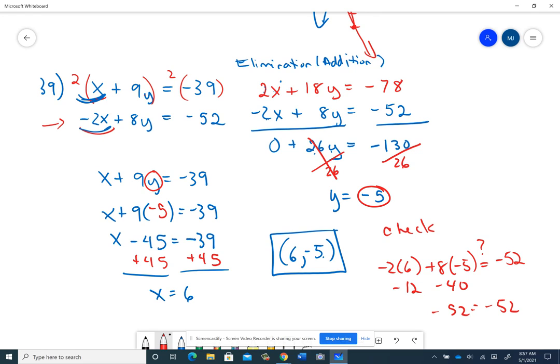So this is a point that's on both. We didn't graph the two, but the lines intersected. This is not how the graph would necessarily look, but what we're finding is that the point of intersection would be 6, -5. Okay? All right, so let's try another one.